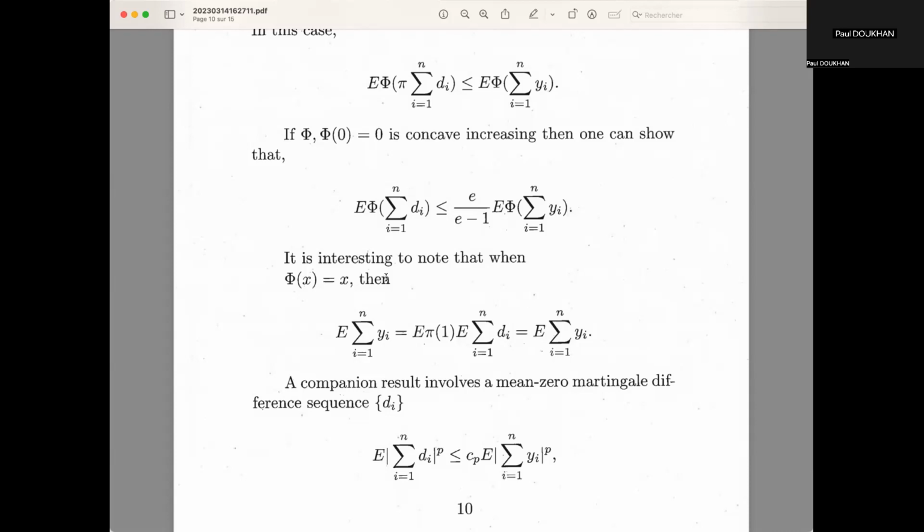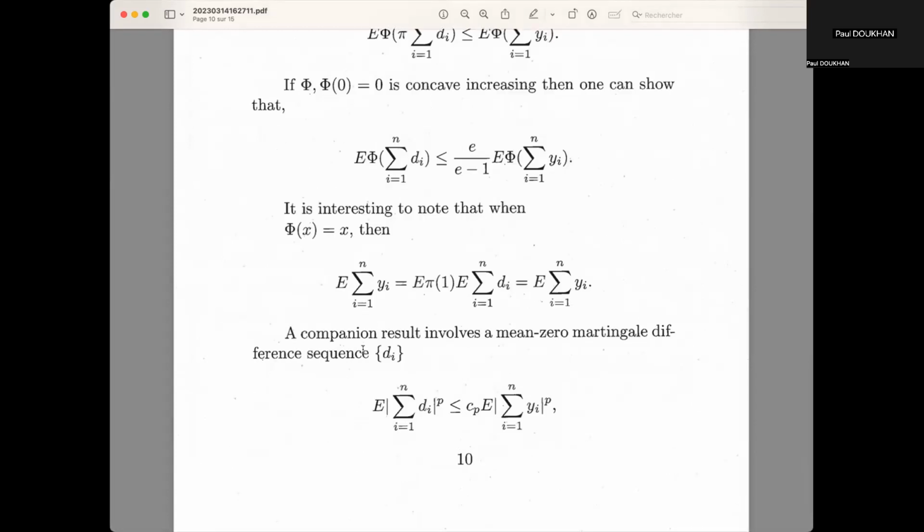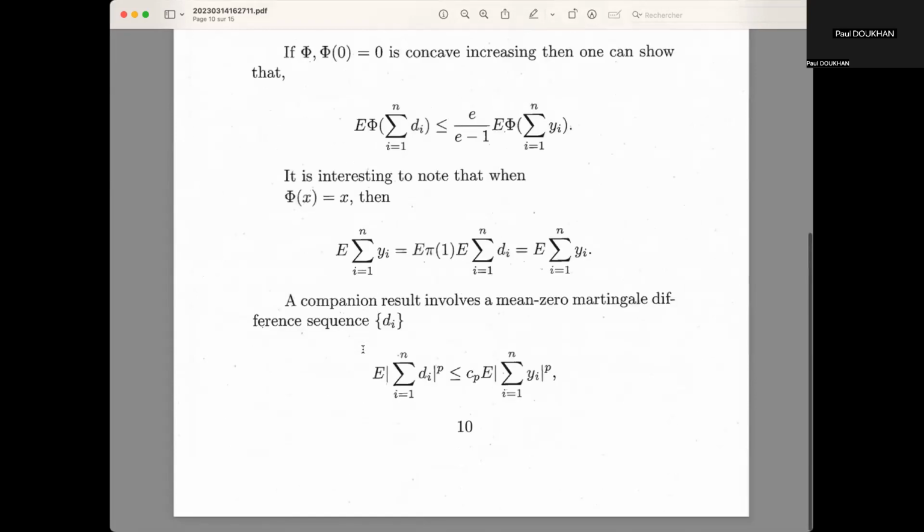Now, the second: in my thesis paper, published in 1990 in the Proceedings of the American Mathematical Society, I proved this inequality. Take p between 1 and 2. Then the L^p norm of the sum of the d_i's, the martingale difference sequence, is less than or equal to a constant times the L^p norm of the sum of the independent variables. Is there any question about what the inequality is doing?